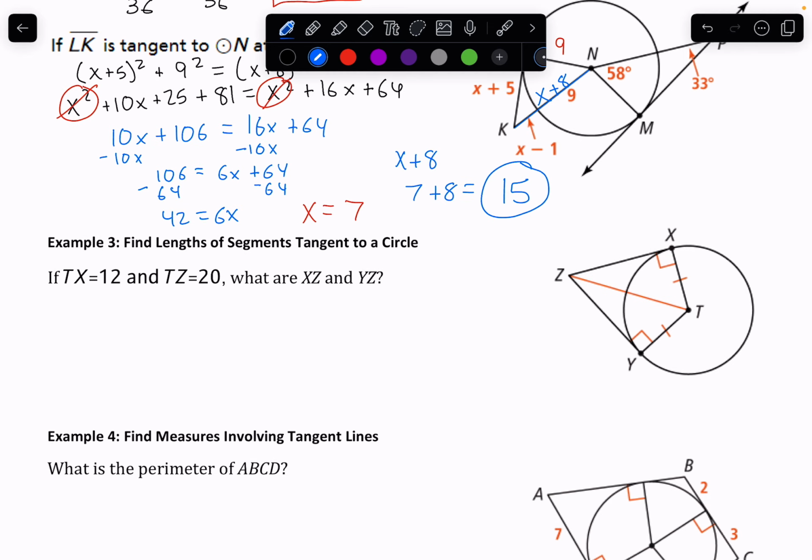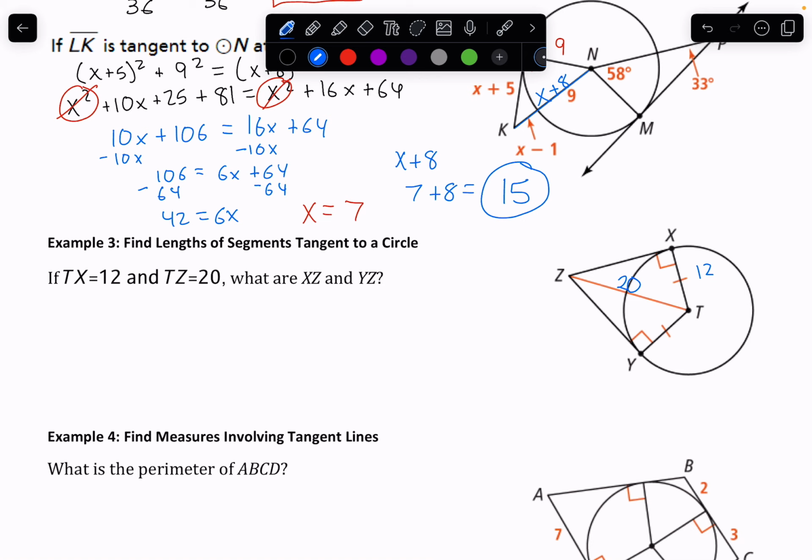All right, here's a way that we can use the two tangent theorem. Here in this circle, we have two tangent lines coming from the same endpoint Z. So using the two tangent theorem, we can apply this information. It says if TX equals 12 and TZ equals 20, what are XZ and YZ?